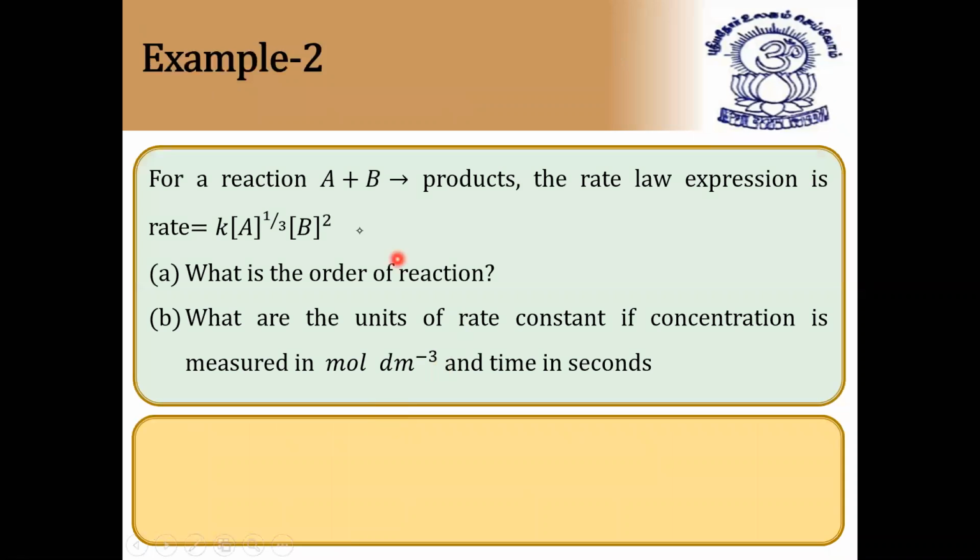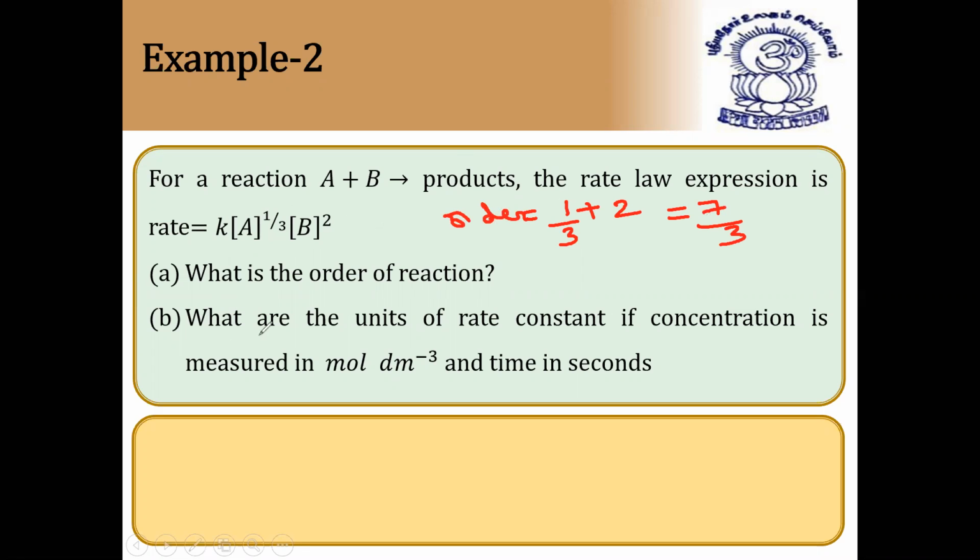Next. Now, for example, for the reaction A plus B gives products, the rate law expression is taken as rate is equal to K into A to the power of 1/3 into B to the power of 2. What is the order of the reaction? Simply by adding these two. The order of reaction is the sum of the powers in the rate expression. So that is 1/3 plus 2, which is equal to 7/3. So this is called the order of the reaction.